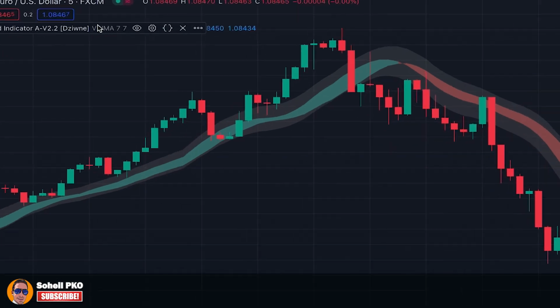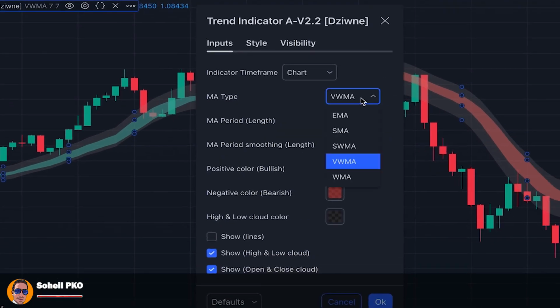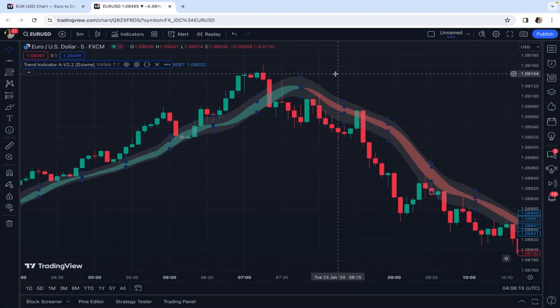By default, it uses volume weighted moving average, which is a good choice because it also considers volume in the calculation of the moving averages, so more weight is given to periods with higher volume, perfectly tuning based on the interest of market participants.